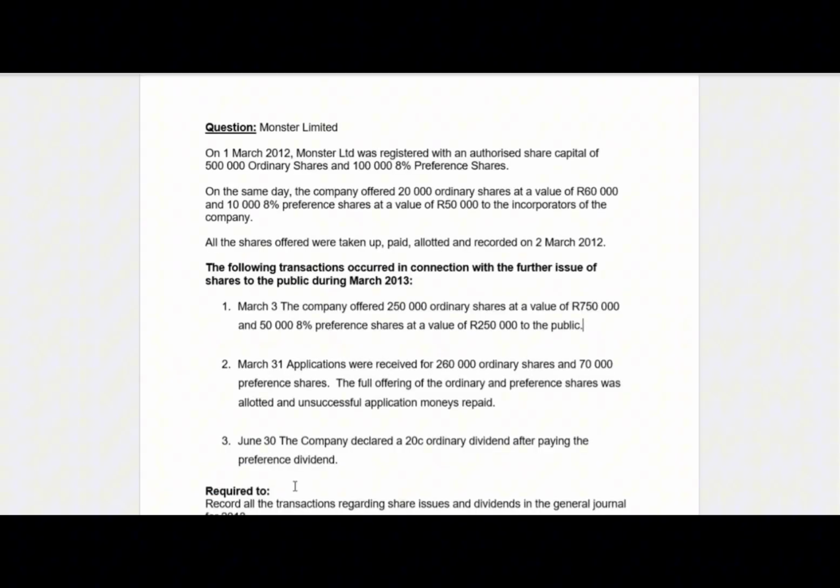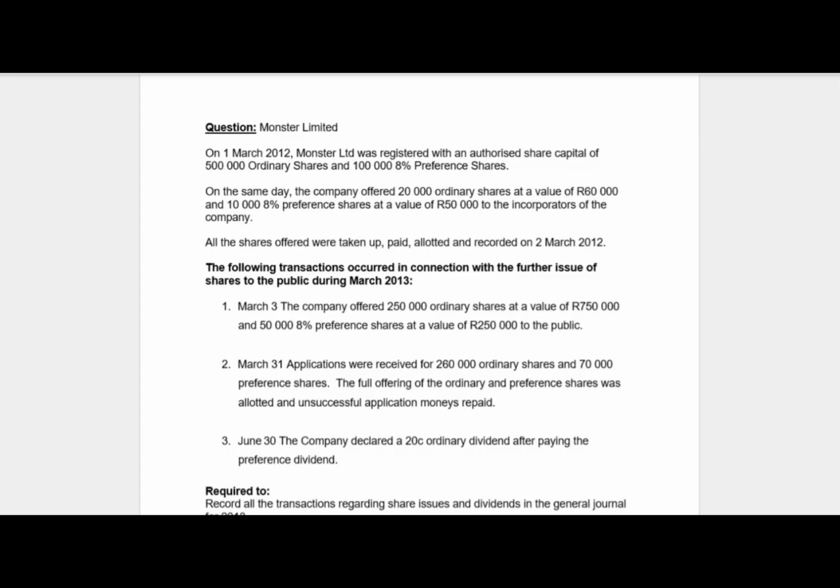And then number 2, we are going to calculate price per share for preference shares. So preference shares, we're going to check there on our question again. Transaction number 1. They say they've issued, they've offered 550,000 number of shares at a value of 250,000.